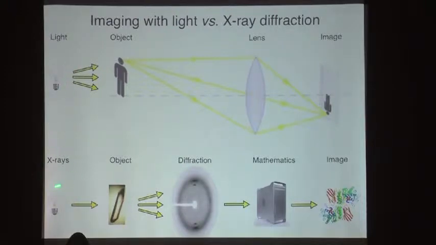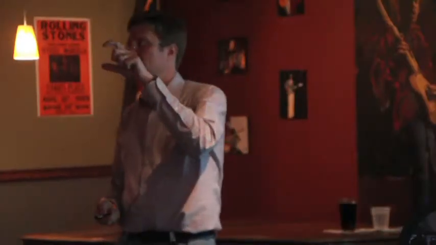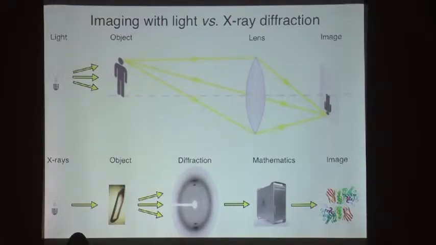Instead of light, we're going to use X-rays. So there are ways of making X-rays. You can basically use a filament in a light bulb and crash it into a piece of metal, and you get X-rays. So now we're going to shine X-rays at an object. We're not going to shine X-rays at an object that's the size of a human. We're going to shine X-rays at an object that's the size of a protein. Okay? So we're 10 orders of magnitude smaller than a human.